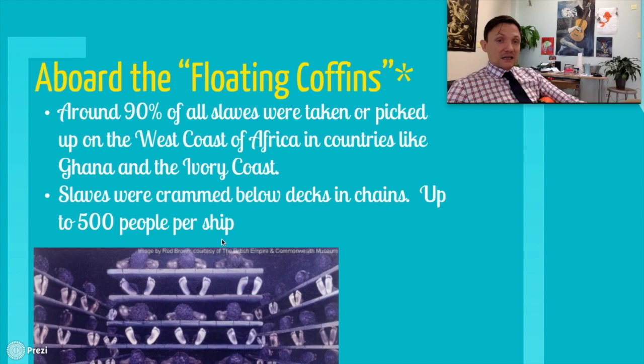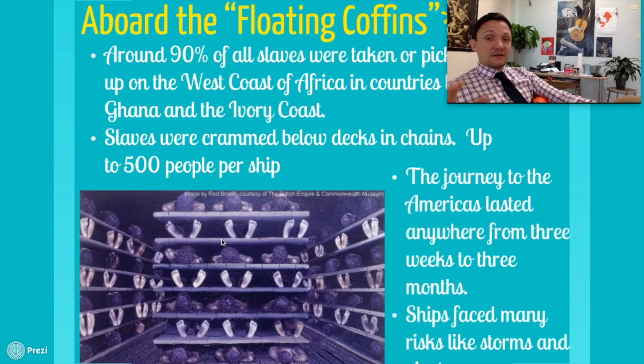Now, around 90% of all slaves were picked up on the west coast of Africa, right? So, usually the west coast. Now, in countries like Ghana and the Ivory Coast, which I mentioned a second ago, slaves were then loaded onto large slave transportation vessels, right? Sometimes in the neighborhood of 500 people per ship, okay? Now, on average, only about 60% of them survived the trip, due to the fact that the journey to the Americas could last anywhere from 3 weeks up to 3 months, all right?